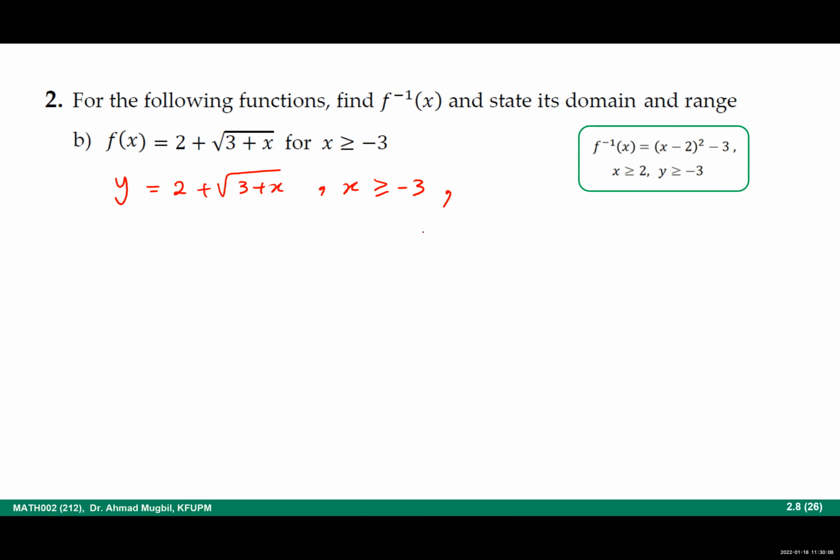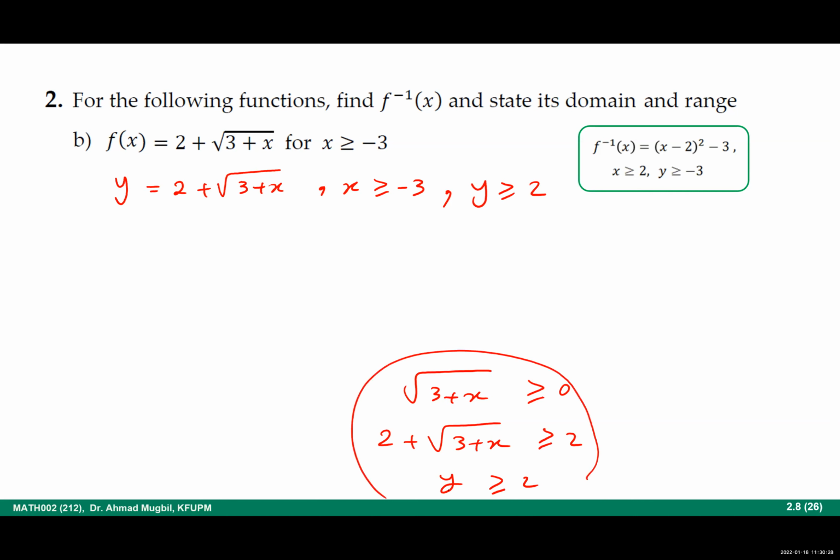Yes, and you can. You know, Shabab, that the square root of 3 plus x is greater than or equal to what? So when you add 2 to both sides, and this, of course, is your y. So y is greater than or equal to 2. If you didn't realize it from here, you can realize it from the graph. This is the graph of the square root of x shifted 3 units to the left, then shifted up 2 units. So it is starting from 2. y starting from 2.